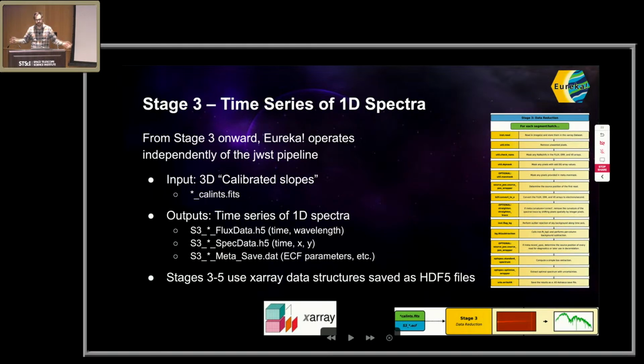Moving on to stage 3, Eureka completely steps outside of the realm of the JWST pipeline, although in stage 3 we do things fairly similar to the TSO stage 3 in the JWST pipeline. In stages 3 through 5, our outputs are saved as xarray data files, saved as HDF5 files. So this allows efficient reading and writing of files and documentation of outputs. And I'll go through some of the more important steps in stage 3.